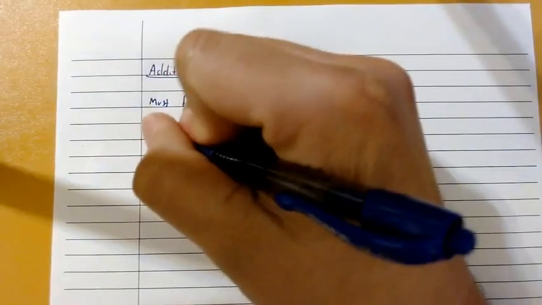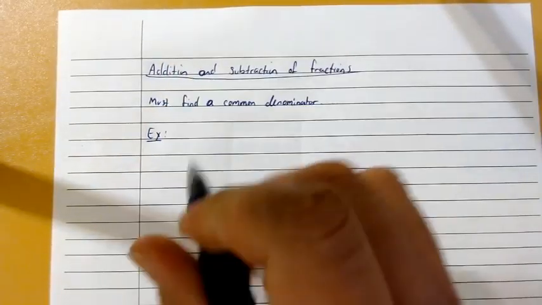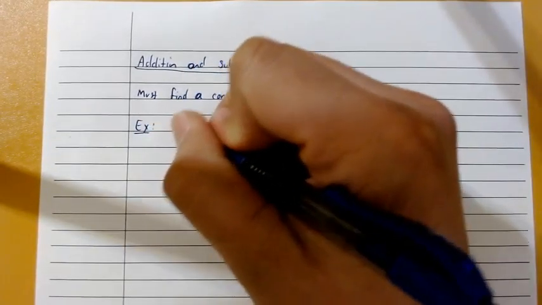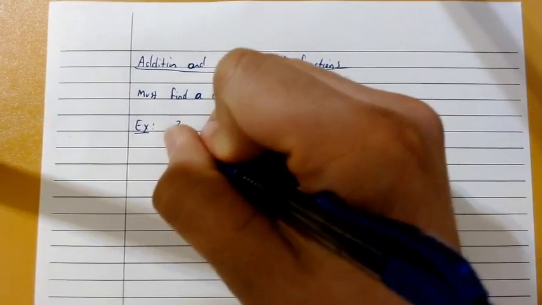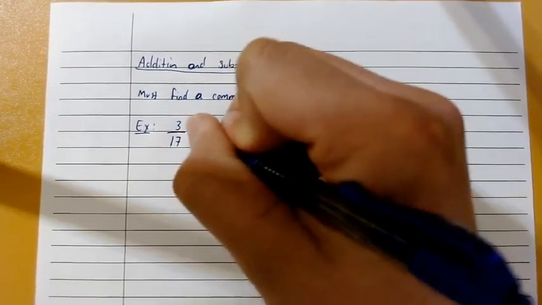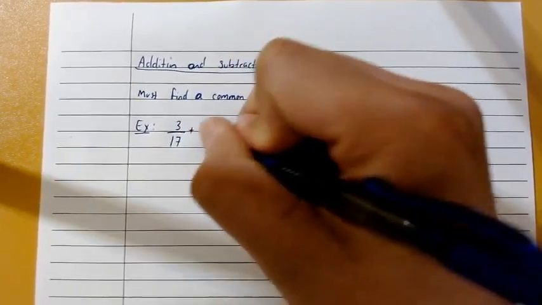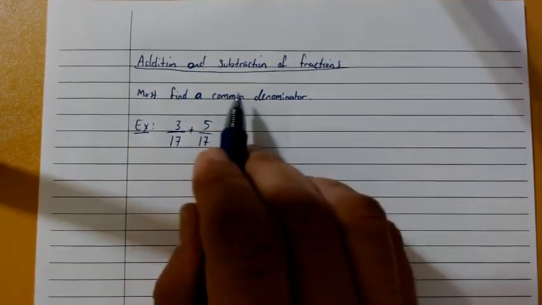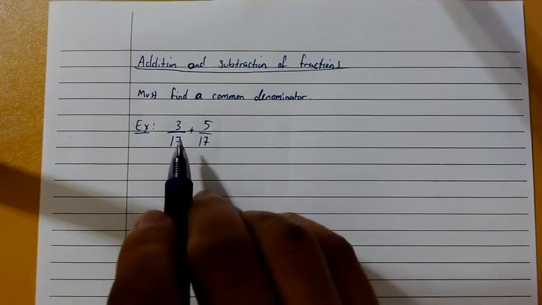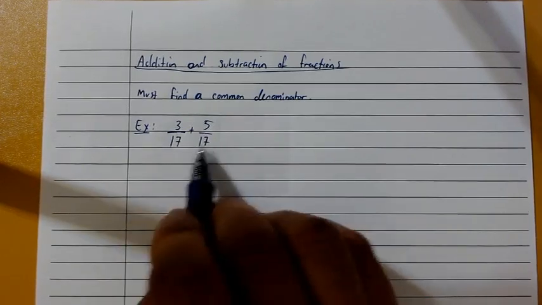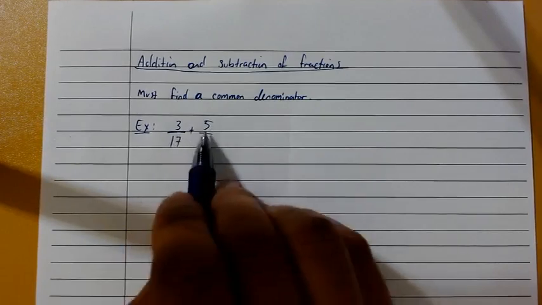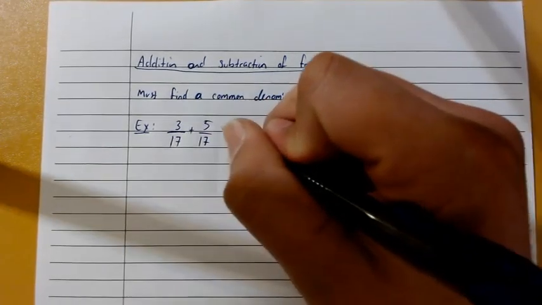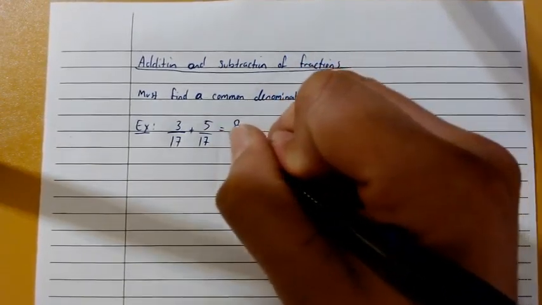So our first example is going to be one where things are really about as ideal as we can hope for. Let's say we're going to add together 3/17 plus 5/17. These already have the same denominator. That's what we mean by common. They have a denominator in common. Whenever you have a common denominator, all you need to do is add the tops. 3 plus 5 is 8. The common denominator is just going to stay as it is.